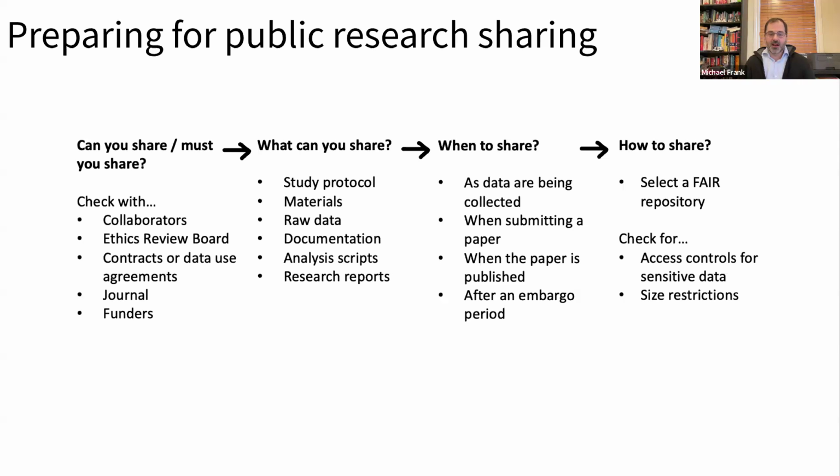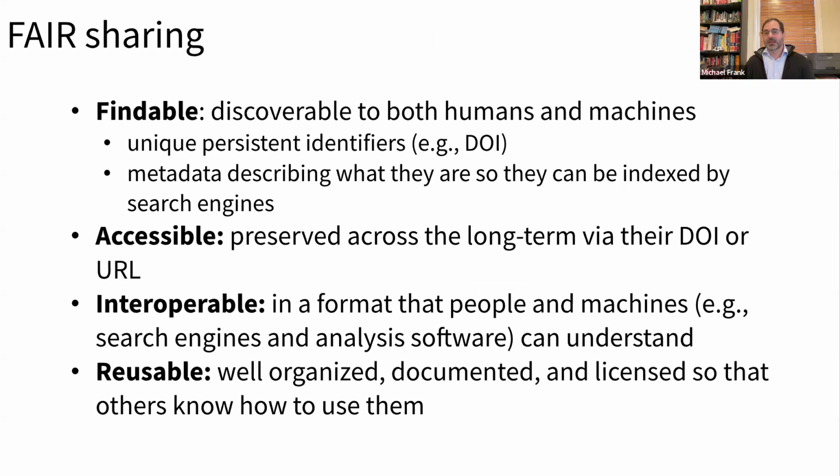And then the key thing for sharing is that you want something that is FAIR. It's findable: discoverable to humans and machines with a unique identifier like a DOI and some metadata. It's accessible, so it's preserved across the long term via the DOI or the URL. It's interoperable, so it's in a format that both people and machines can understand. And it's also reusable: well organized, as we've been talking about, and documented, and also licensed.